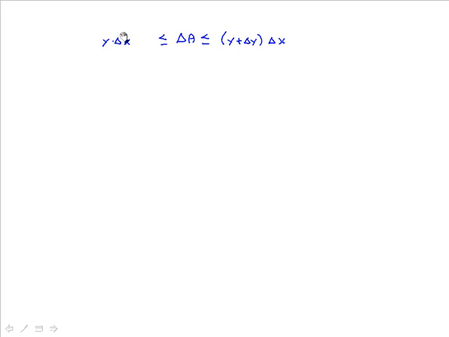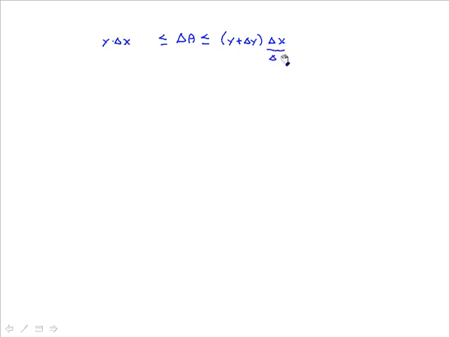Now, these inequalities are inclusive, meaning that depending on the size of the rectangle you're working with, it could approach 0. So I'm going to actually have that inclusive like that. And now I'm going to simplify this mathematically. Now we have a few choices. I'm going to divide everything by delta x.